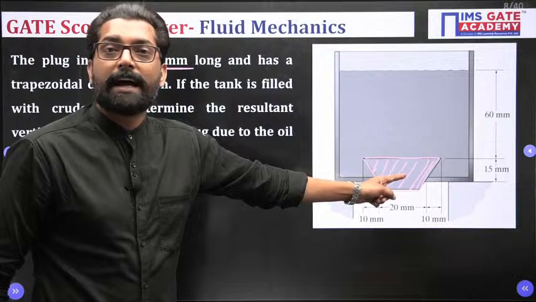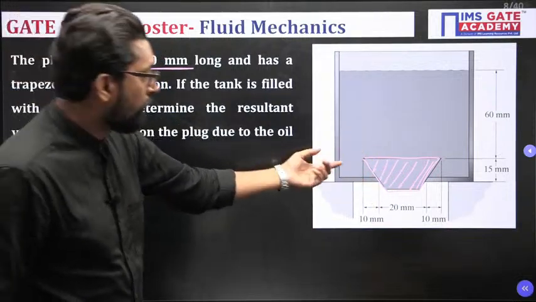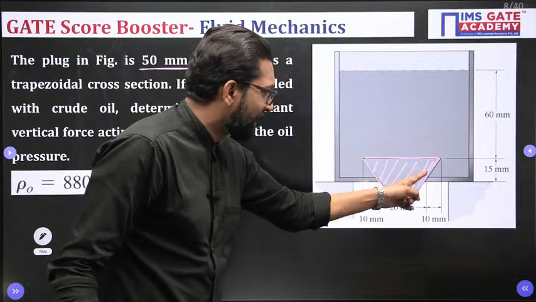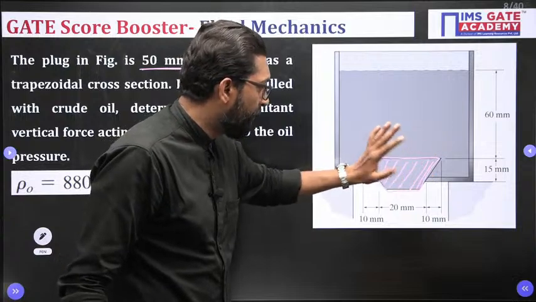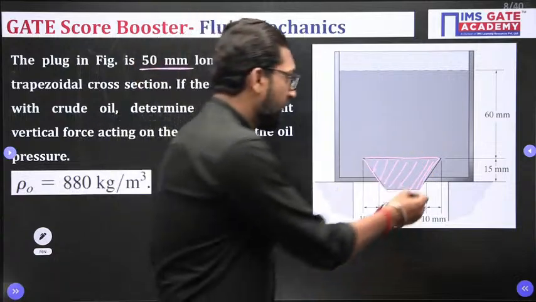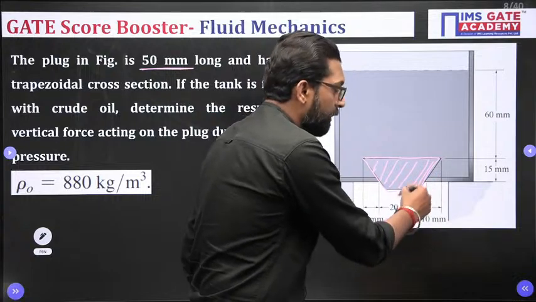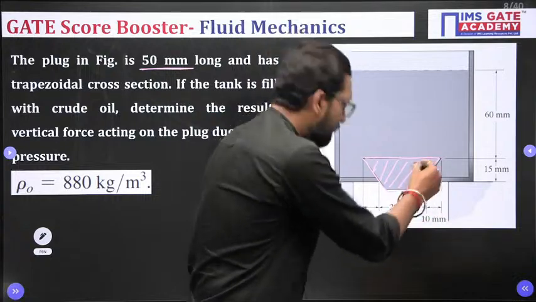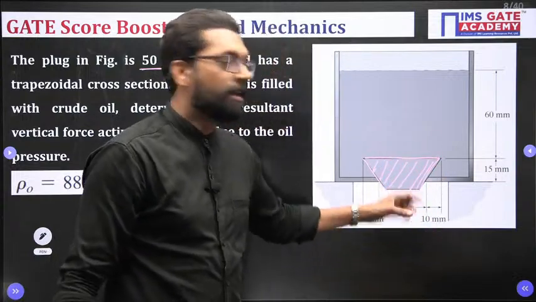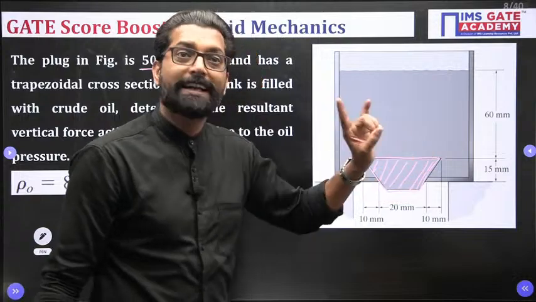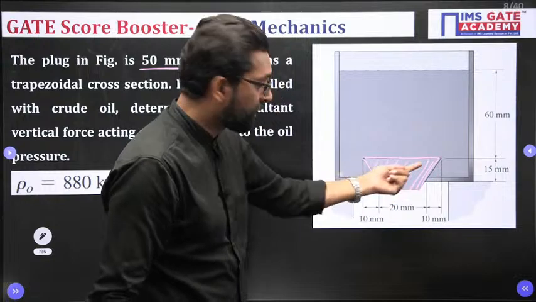Sometimes this is a trapezoidal section, and these are the basic things. Sometimes in a GATE question it may be circular, parabolic, semicircle, triangular, or a cone; like that the structure can be. So here we have to take a trapezoidal one. This category is very important. So this is your trapezoidal cross section.